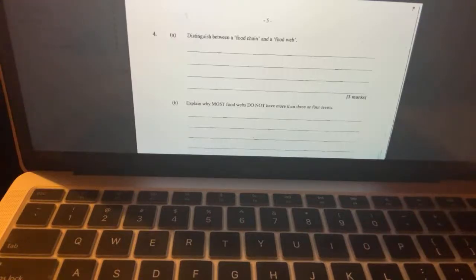All right. So this is distinguishing between a food chain and a food web. And we're explaining why most food webs do not have more than 3 or 4 levels. That is your next task. Let me see the answers in the chat. Food chain versus food web, and why most food webs do not have more than 3 or 4 levels. We are still in the first part of the syllabus, by the way.